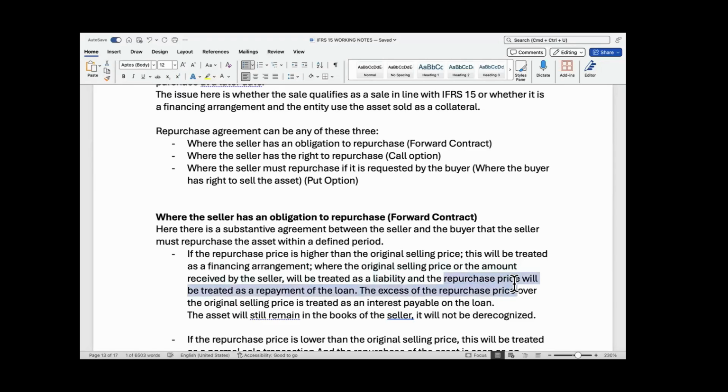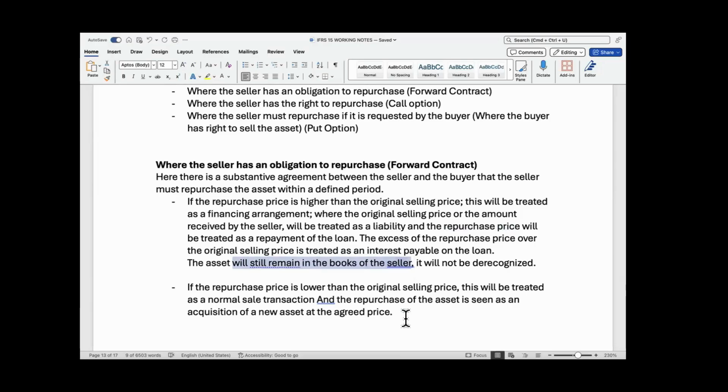And the amount you would buy it back for, the repurchase price, we're going to treat that as a repayment of the loan. But since the repurchase price is higher than the original selling price, the excess we're going to treat as interest. And since we are saying that this is not a sale, that you did not sell initially, it means you cannot derecognize the asset from your books. It's still going to remain in your books.